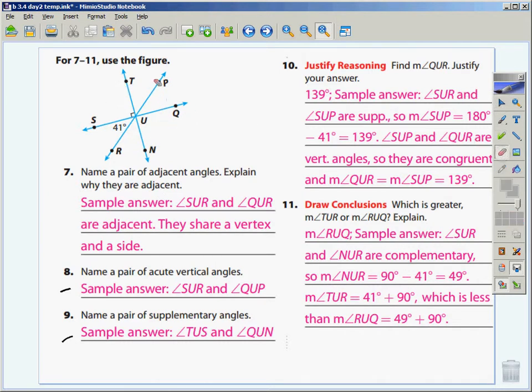Hang on. Number 7, you had TUP and PUQ. For number 7 to be adjacent, they have to share a vertex. They did share U. They shared the side, PU. They didn't share any interior, so that would be okay. They would be adjacent. They would also be complementary in this picture.